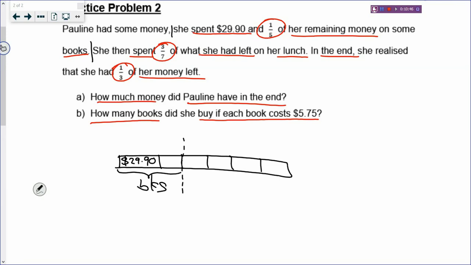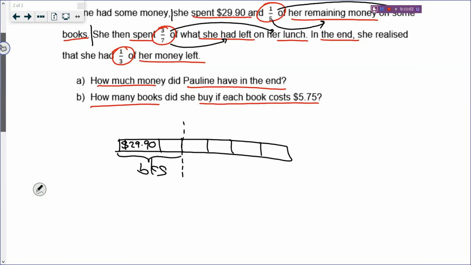And you need to break up the fraction. For example, 1/5. What is 1/5? It means the remainder has 5 boxes, and 1 box is spent on some books. And then how about 3/7? She has 7 boxes left, and then 3 boxes are spent on lunch.